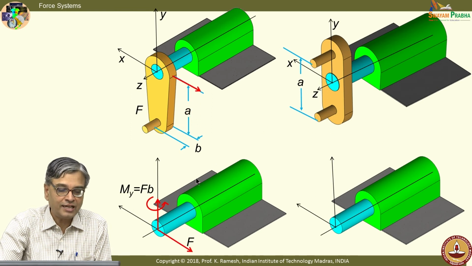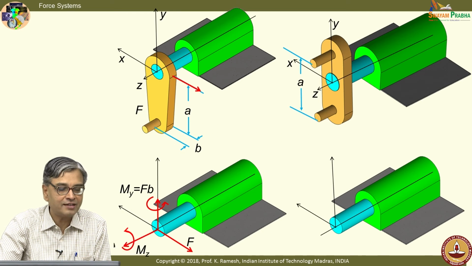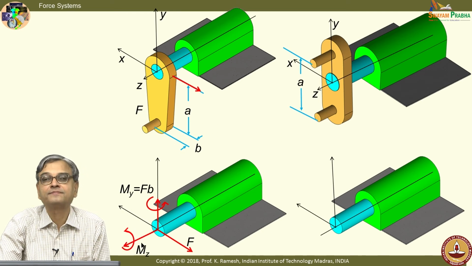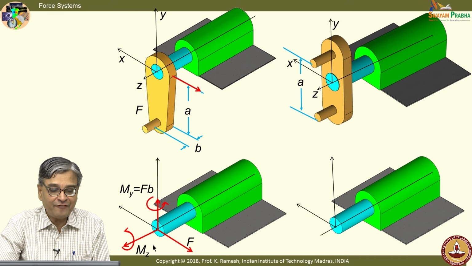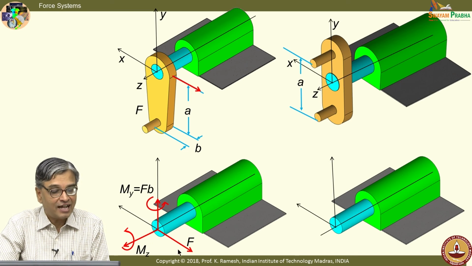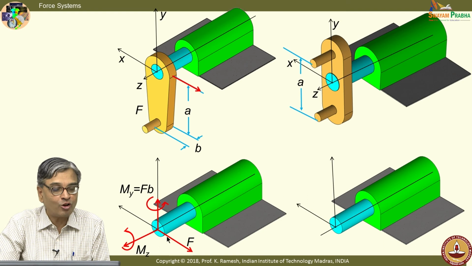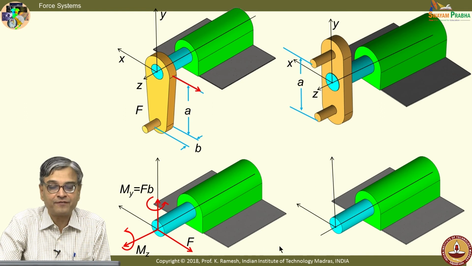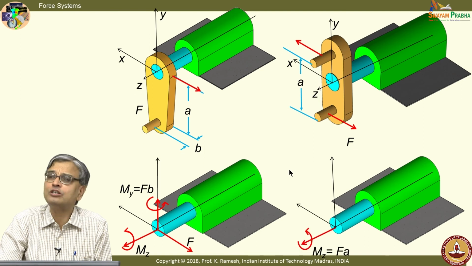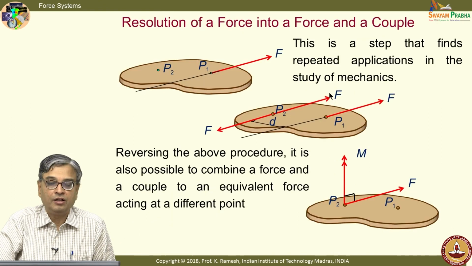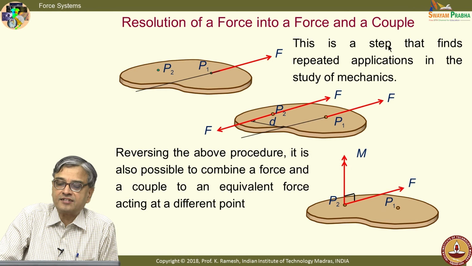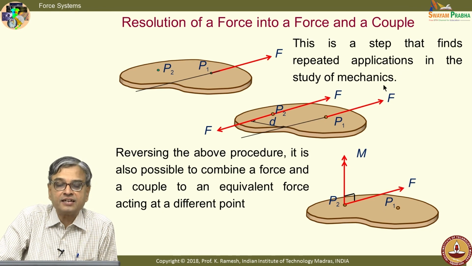So, that is what is shown in this diagram. I have a force, so I have a twisting moment. When I apply a force only on one handle, the net effect on the shaft is like this. I not only have rotation, but I also have a couple FB as well as force F. Whereas, if I apply an equal and opposite force properly, I would just have a rotatory effect of the shaft. Is the idea clear? I would like to emphasize that this is a step that finds repeated applications in the study of mechanics.